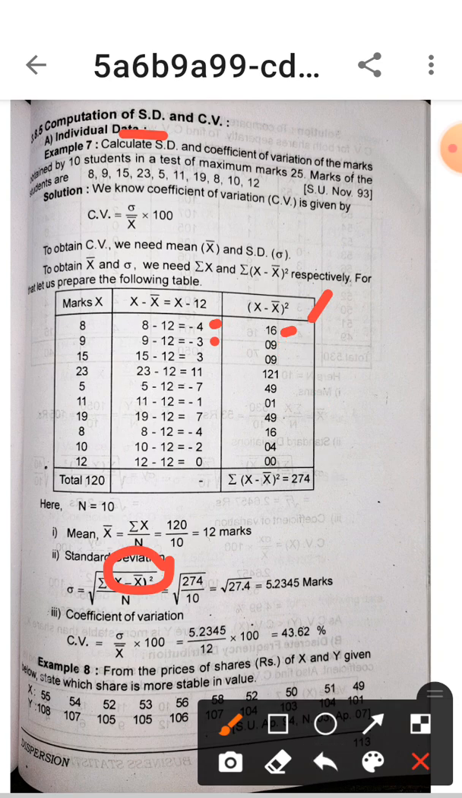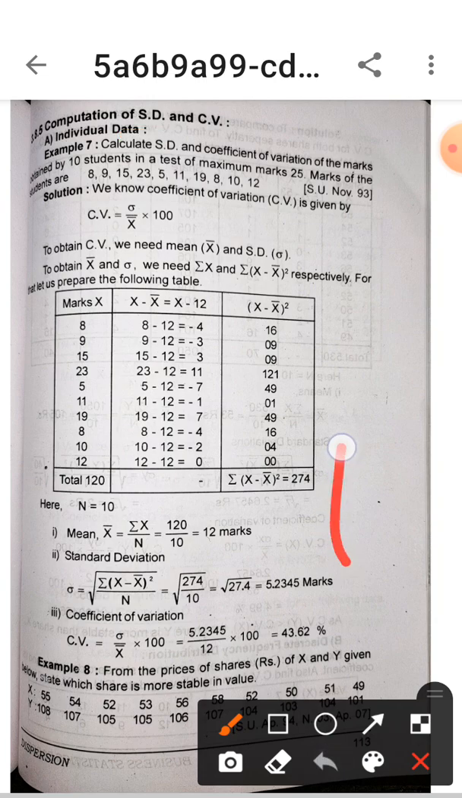ओके, आता याची सम केली ही 274 असं लिहिलेलं आहे त्यांनी. ओके, स्क्वेअर रूटमध्ये आपण एन काय, एन टोटल नंबर ऑफ व्हॅल्यूज 10, therefore 274 upon 10 is 27.4. Then take a square root of 27.4, which will be 5.2345 marks.